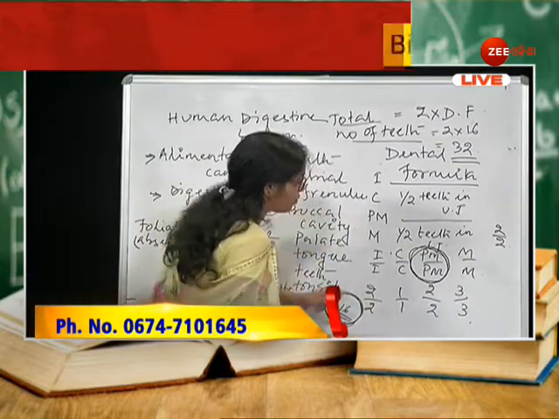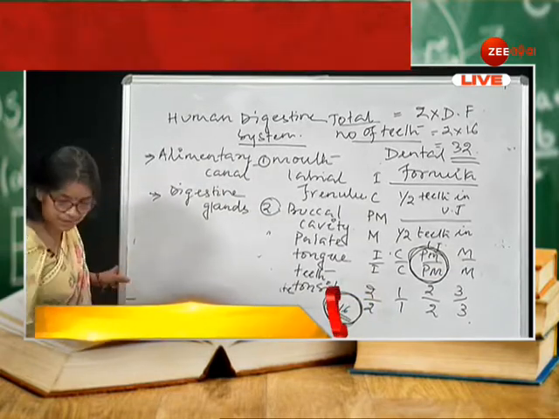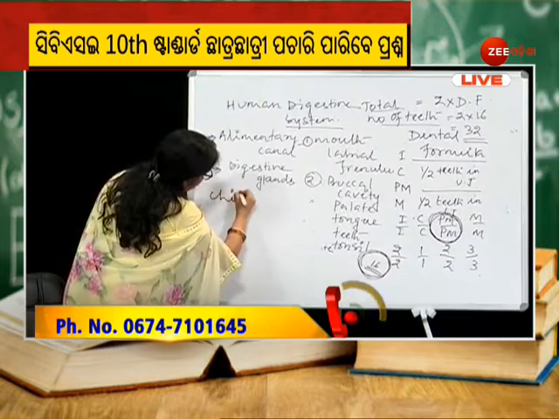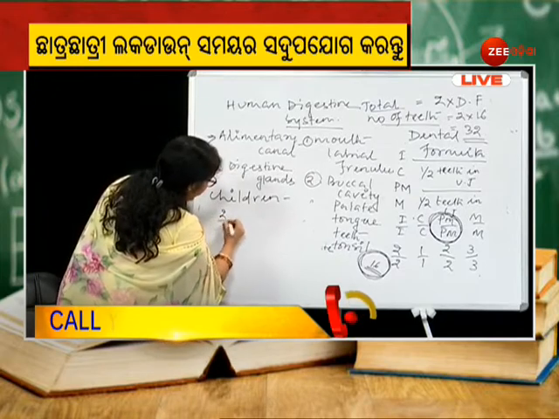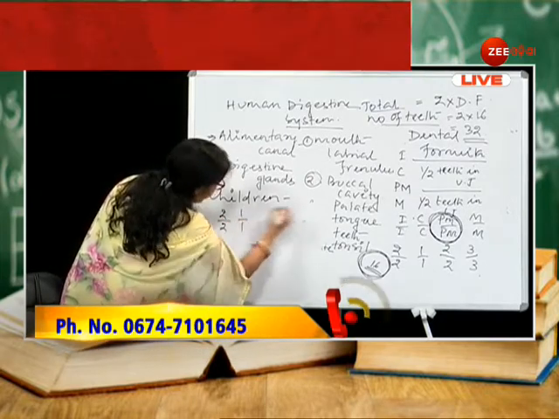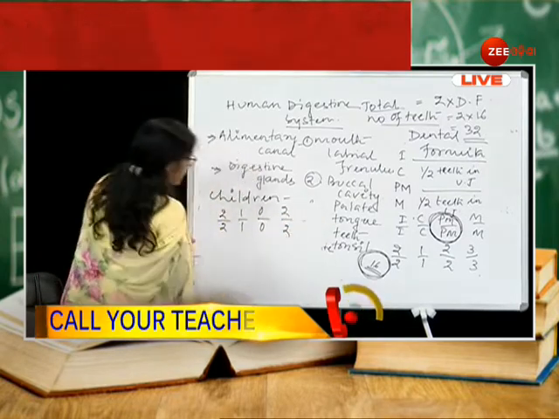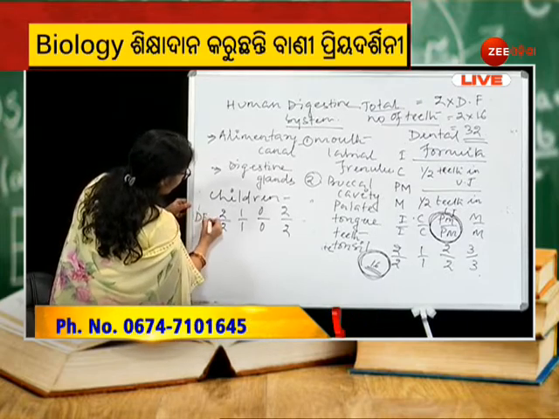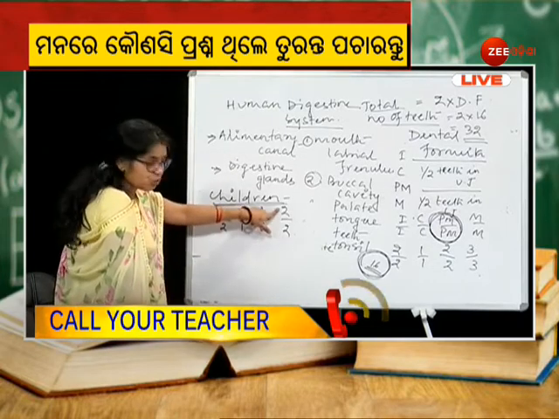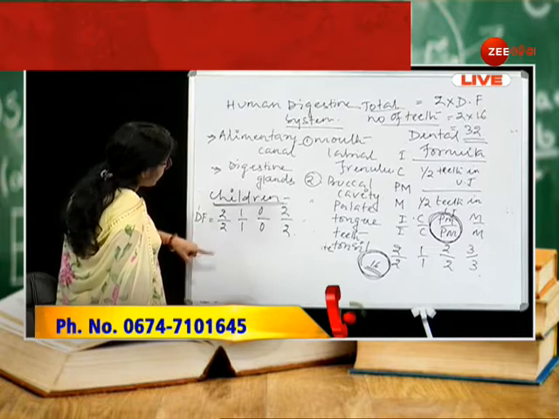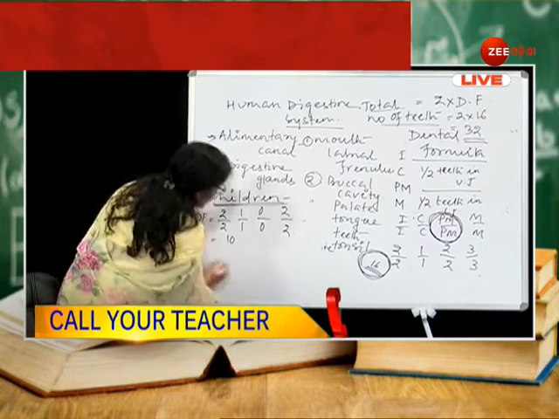If we analyze the formula, in case of children, the formula will be 2 by 2, 1 by 1, 0 by 0, 2 by 2. So what is the dental formula? This is the dental formula of children. So what is the total number of teeth? 2 plus 2, 4, 4 plus 2, 6, plus 2, 8, plus 2, 10. So the dental formula is equal to 10.